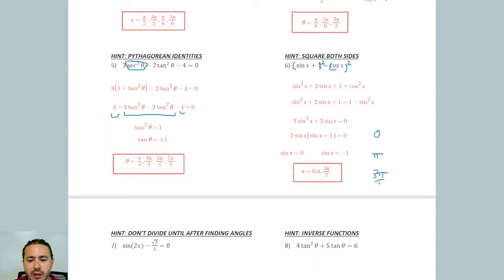Okay, so for 0, sine of 0 would be 0. So we have 0 plus 1 equals cosine of 0, which is 1, so that checks out. For pi, we've got sine of pi, which is 0, plus 1 equals cosine of pi, which is negative 1. That does not check out. So we know this one right here is no good. The pi.